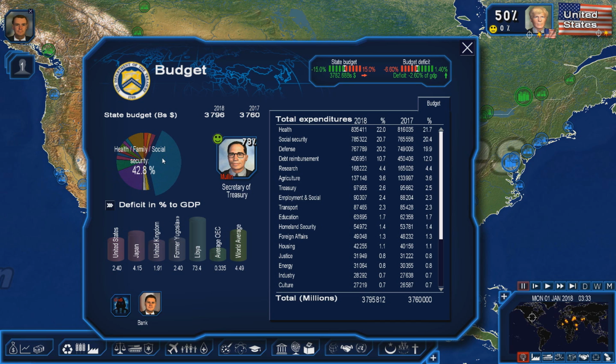From what I know, from what you see right here, what is counted into the health, family, Social Security ministry depends from country to country, because I've seen it different. In Japan, if you play Japan, it is like health, family, Social Security, employment, social, and things like that. So it does depend from country to country.